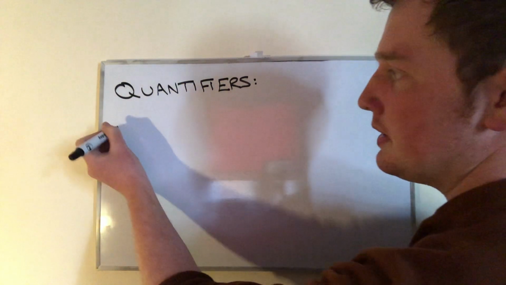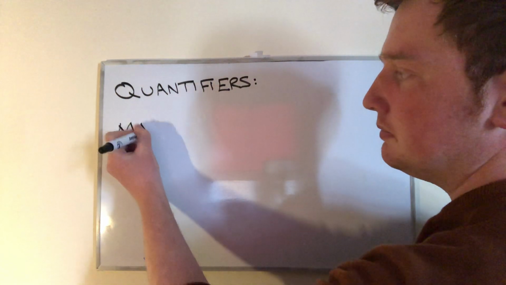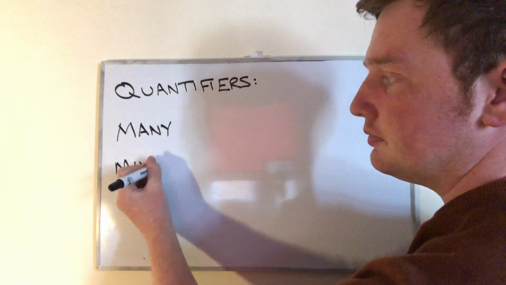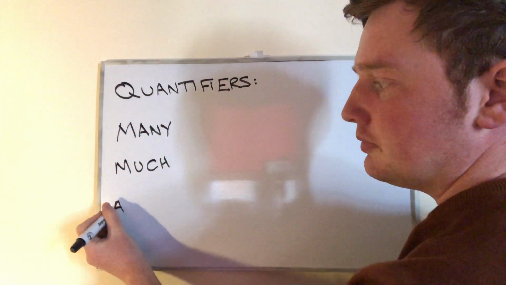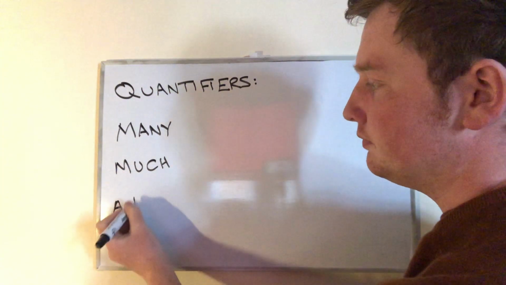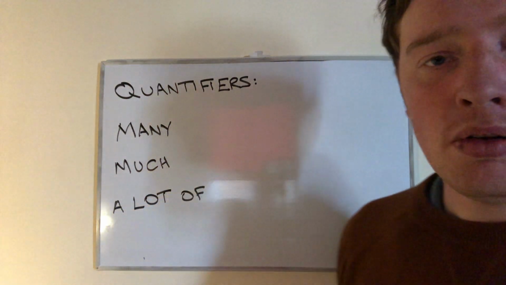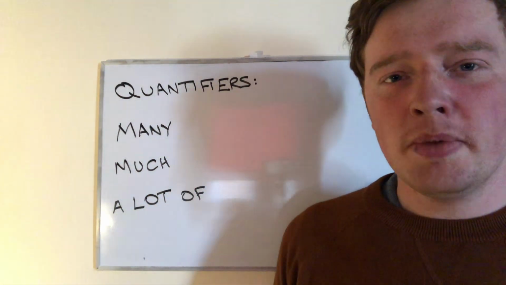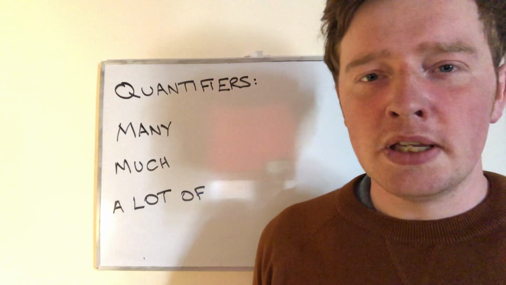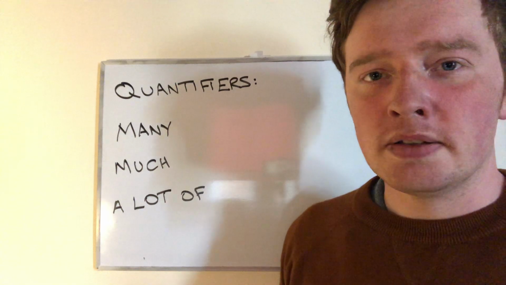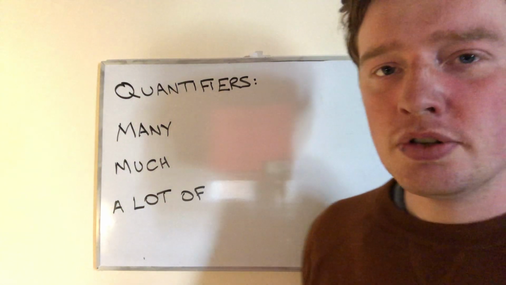The first one is many, much, and a lot of. Now, all three of these quantifiers are quite common in English, but they're used in different situations. So that's our objective today, to understand in what situations each should be used.